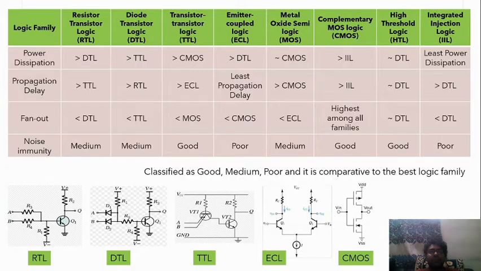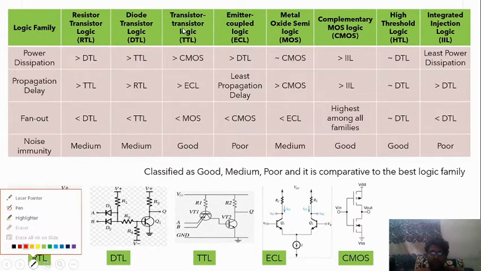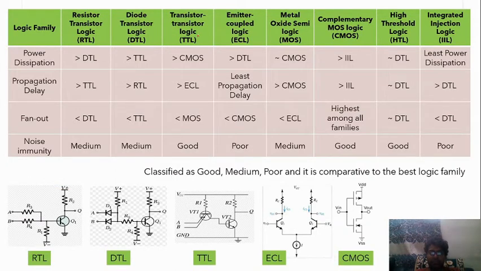So this is the basic comparison. The logic families are of different categories. One of the major categories which we know is the TTL. We are all aware of the TTL logic family, and then the CMOS logic family. Most of us might have heard about these, but other than this, there are other logic families like RTL, which is resistor transistor logic, the diode transistor logic, the emitter coupled logic, and high threshold logic, or the integrated injection logic.